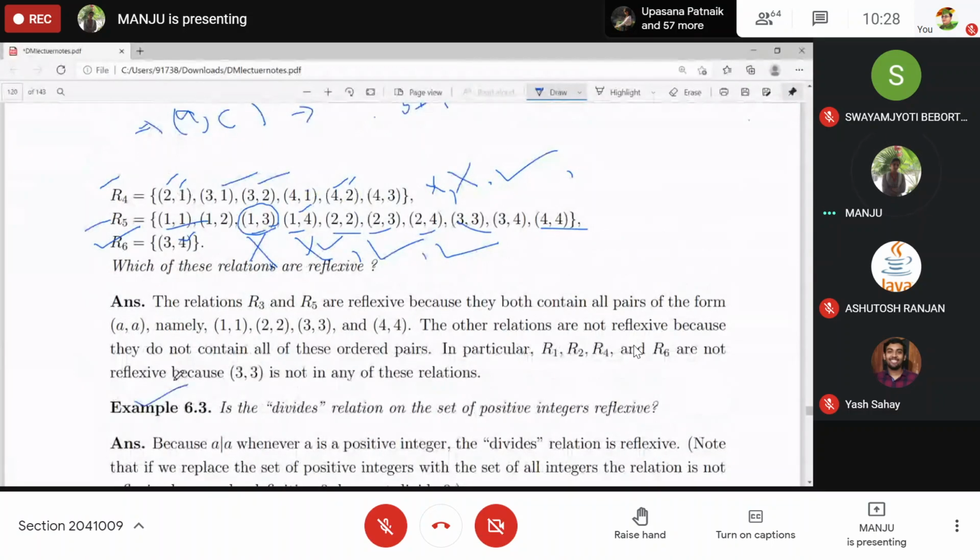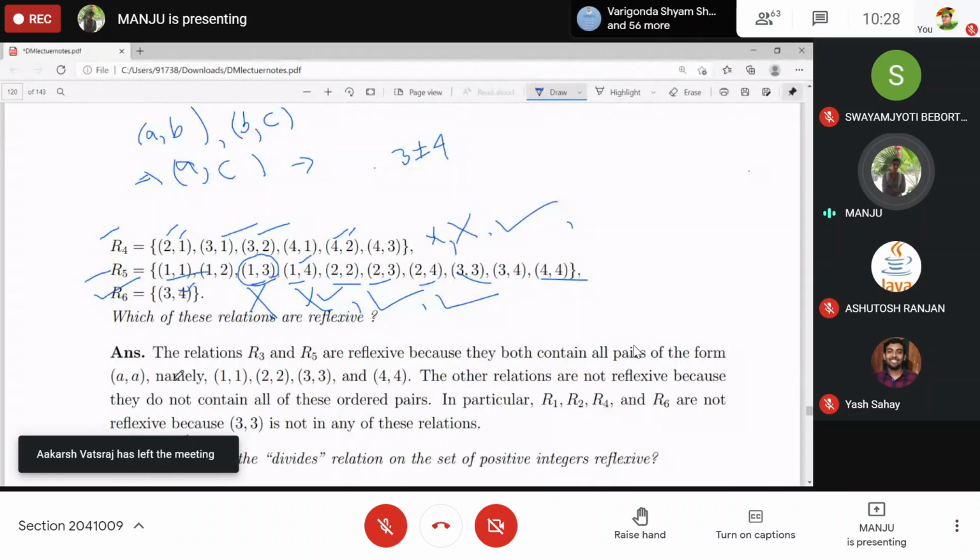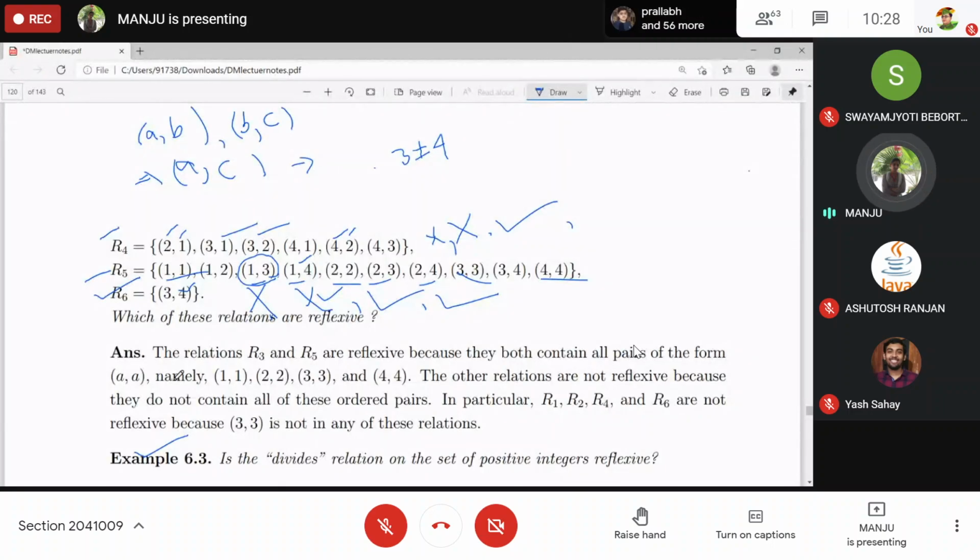Yes. What about this one? Is a divides relation on the set of positive integers reflexive? Okay, tell me about the reflexivity of this relation, symmetricity, antisymmetricity, transitivity.